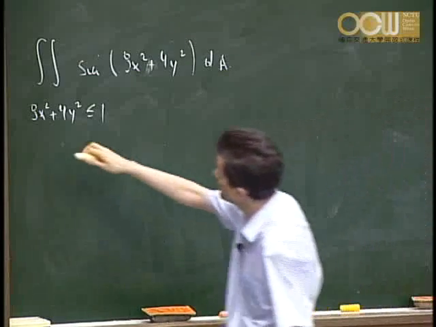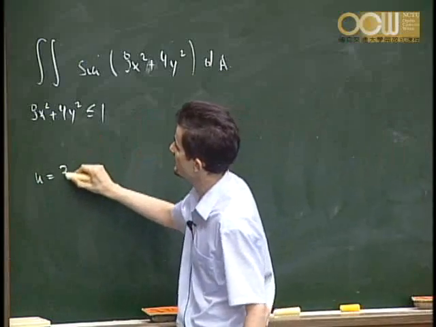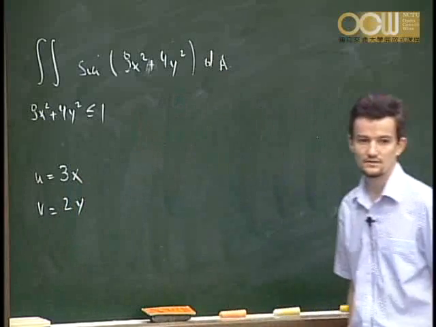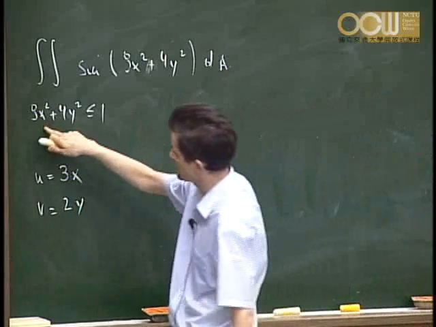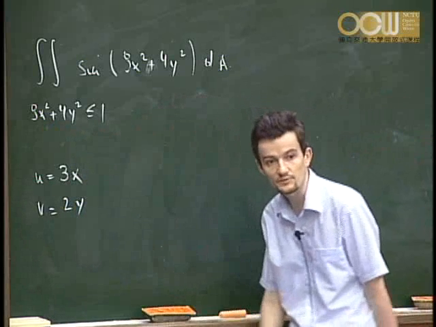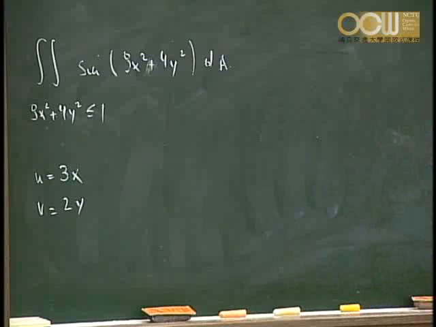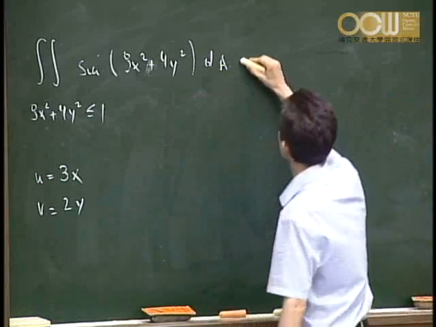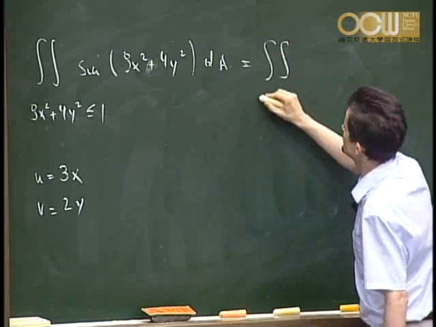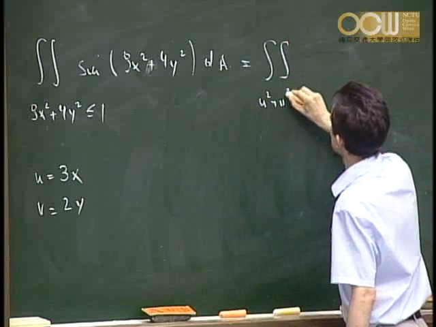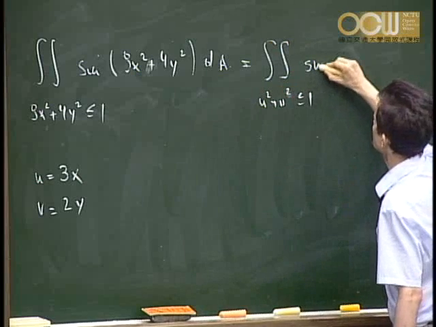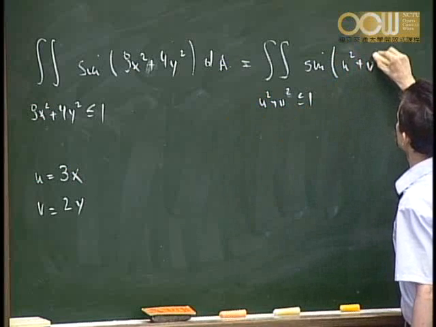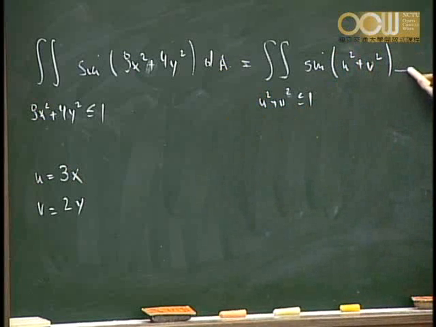So for this, you see from here already that u will become 3x, and v will become 2y. If you do this, then just plugging in, u squared plus v squared will be smaller or equal than 1. And you integrate over the circle instead of integrating over the ellipse. So this will become the double integral over u squared plus v squared smaller or equal than 1. And then you have here the sine. And we have to plug in our substitution, so we have here u squared plus v squared.